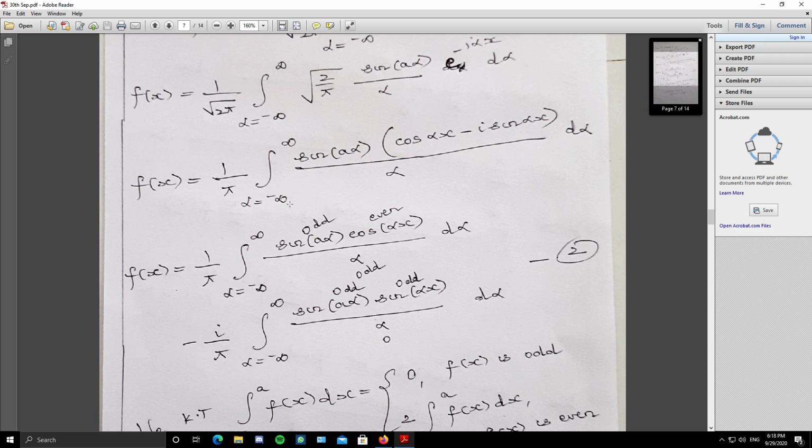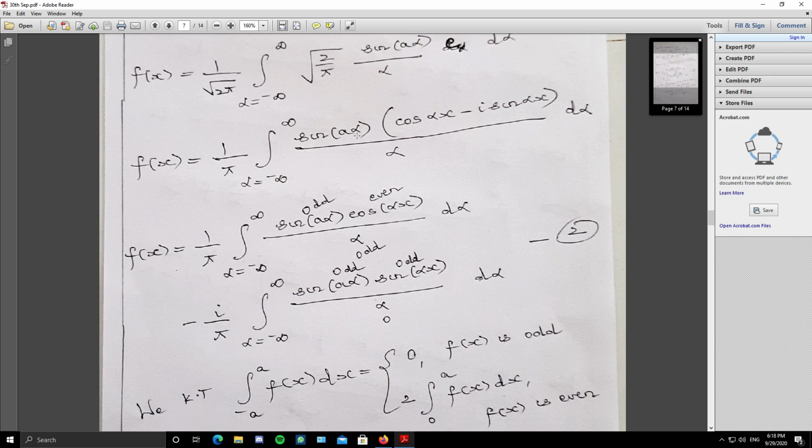I repeat, whenever you have an integral from minus a to a form, you have to use the property of odd and even functions. So I am splitting into two integrals, sin a alpha cos alpha x by alpha, minus I by pi, sin a alpha sin alpha x by alpha d alpha. You know that sin function is odd, cos function is even, odd, even, odd, and the second one odd, odd, odd.